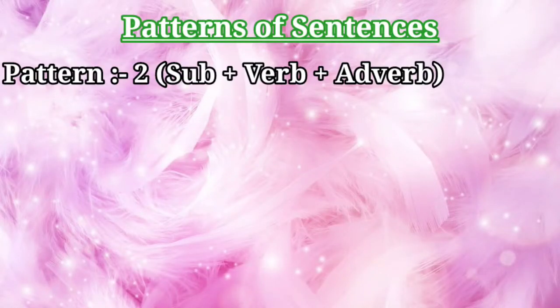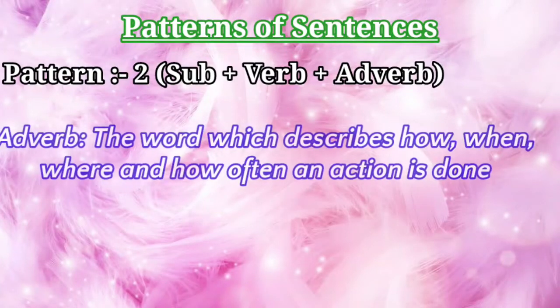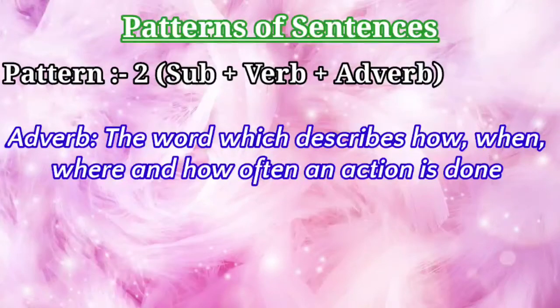Then pattern number 2, subject plus verb plus adverb. So what is an adverb children? Yes, the word which describes about how, where, when and how often an action is done, that is called adverb. So if you still don't know about adverb, just check lesson number 11.